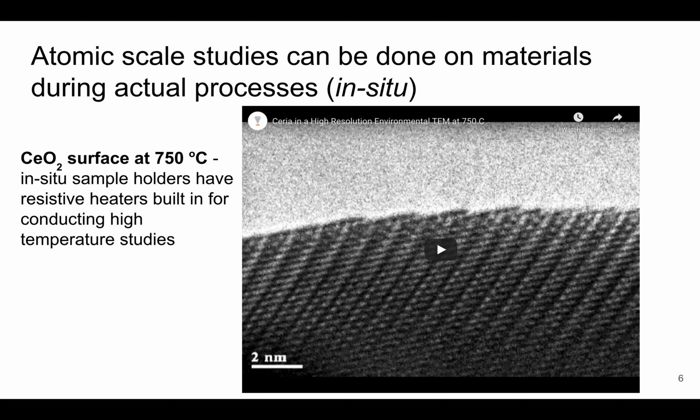Other things that we can do with this technique that are difficult or impossible with something like SEM is that we can do atomic scale studies, but of actual processes. This is called in-situ, so we're examining it while the process is happening. For example, we can look at cerium oxide, or ceria. We can look at the surface at an elevated temperature of 750, and we can see what happens to the surface structure when we resistively heat it. So let me play you this video.